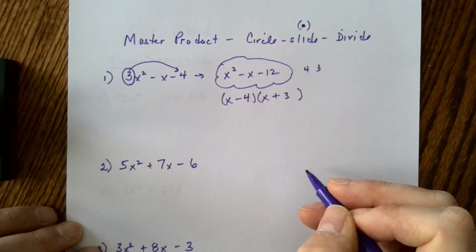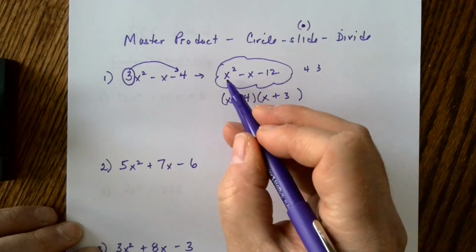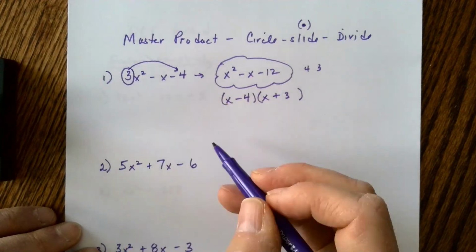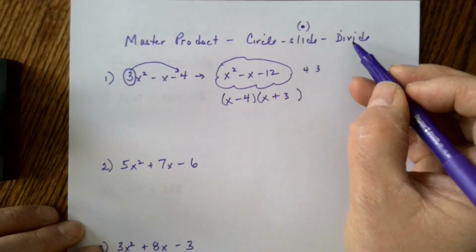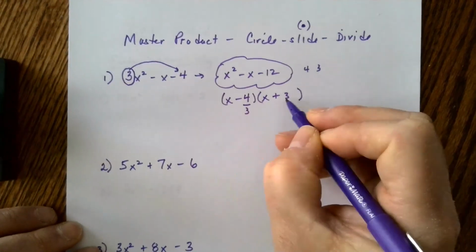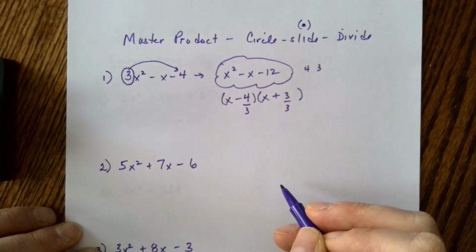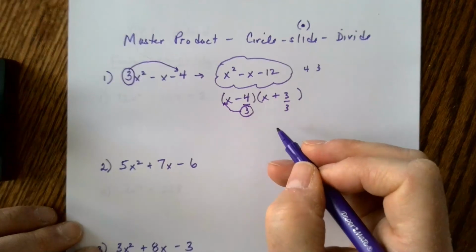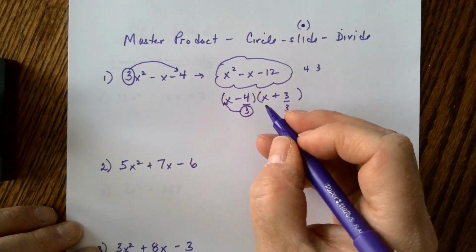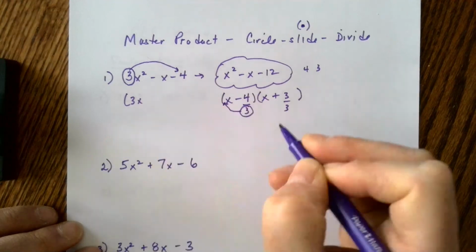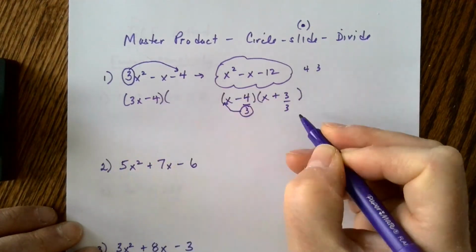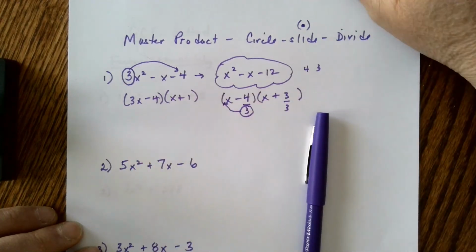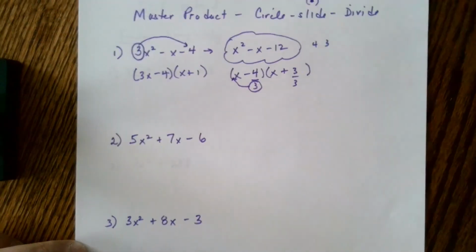Now we would be finished with this problem except for one thing. Remember, this was a substitute to help us factor the original problem, so I need to do something with this 3. And the last step is to divide. So what we're going to do is take the 3 and divide by both the 4 and the 3 are constants. Now if it doesn't evenly divide, it's going to go back out front, and we're going to be left with 3x minus 4, and since 3 divided by 3 is 1, it's x plus 1. So let's take a look at number 2.